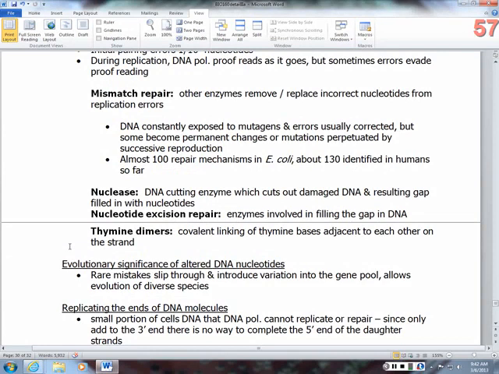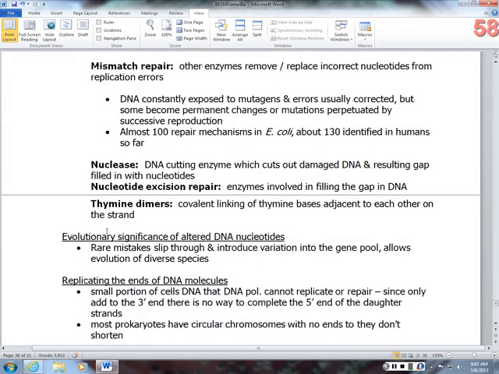Likely, there is a whole lot more out there that we don't know. So an enzyme nuclease is going to be a DNA cutting enzyme. What it's going to do when it sees that there is a problem is it goes in and cuts out the damaged DNA, and then it allows that resulting gap to get filled in with new nucleotides. So this is referred to as nucleotide excision repair, when you have enzymes filling in the gap.